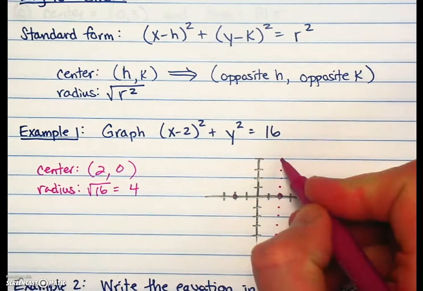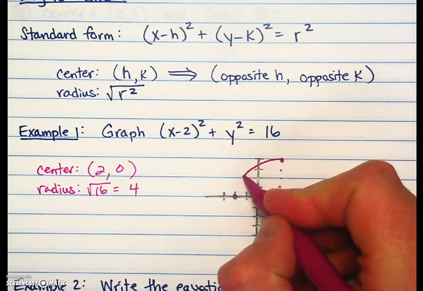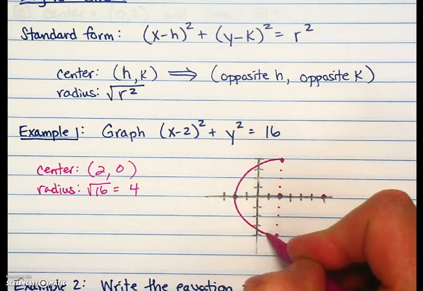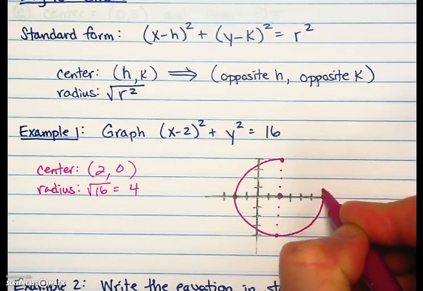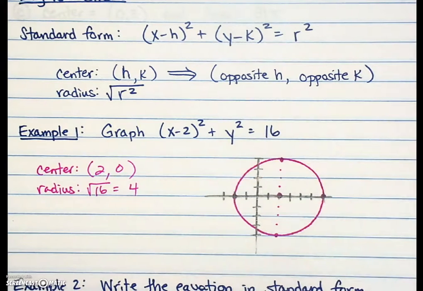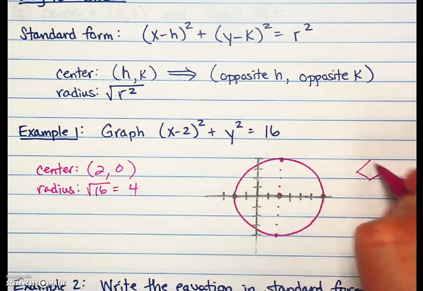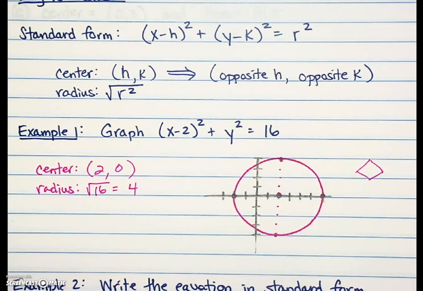Now it doesn't have to be perfect, but it does need to be circular. Ooh, that one's pretty good. I don't want to see you draw them like this. That's a diamond. So try to make it as circular as you can. And that's all you have to do to graph a circle. Pretty straightforward, pretty easy there.